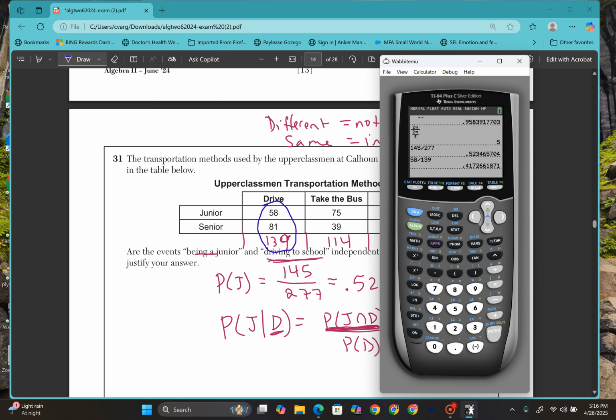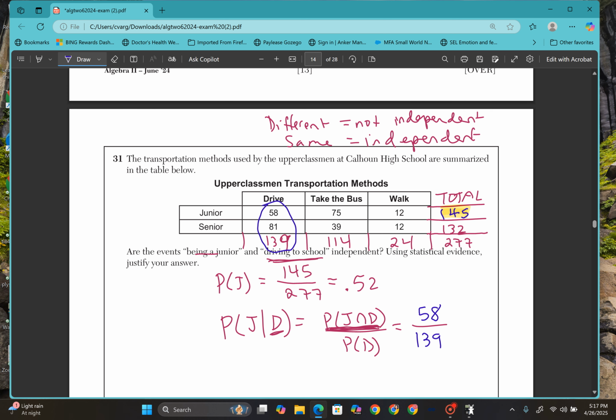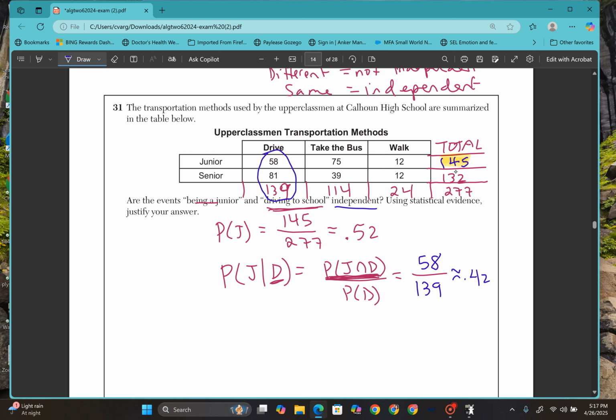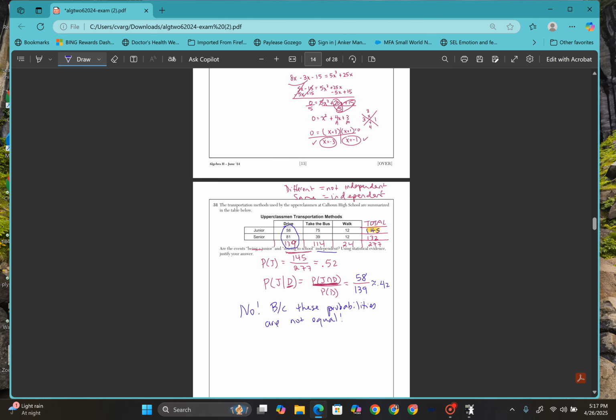I hit enter. Okay, look, those two numbers are different, right? 0.52 and 0.42 are different. So this is about 0.42. Those two numbers are different, which means, are they independent? The answer is no, right? Why? Because these probabilities are not equal to each other. They are not independent, okay?